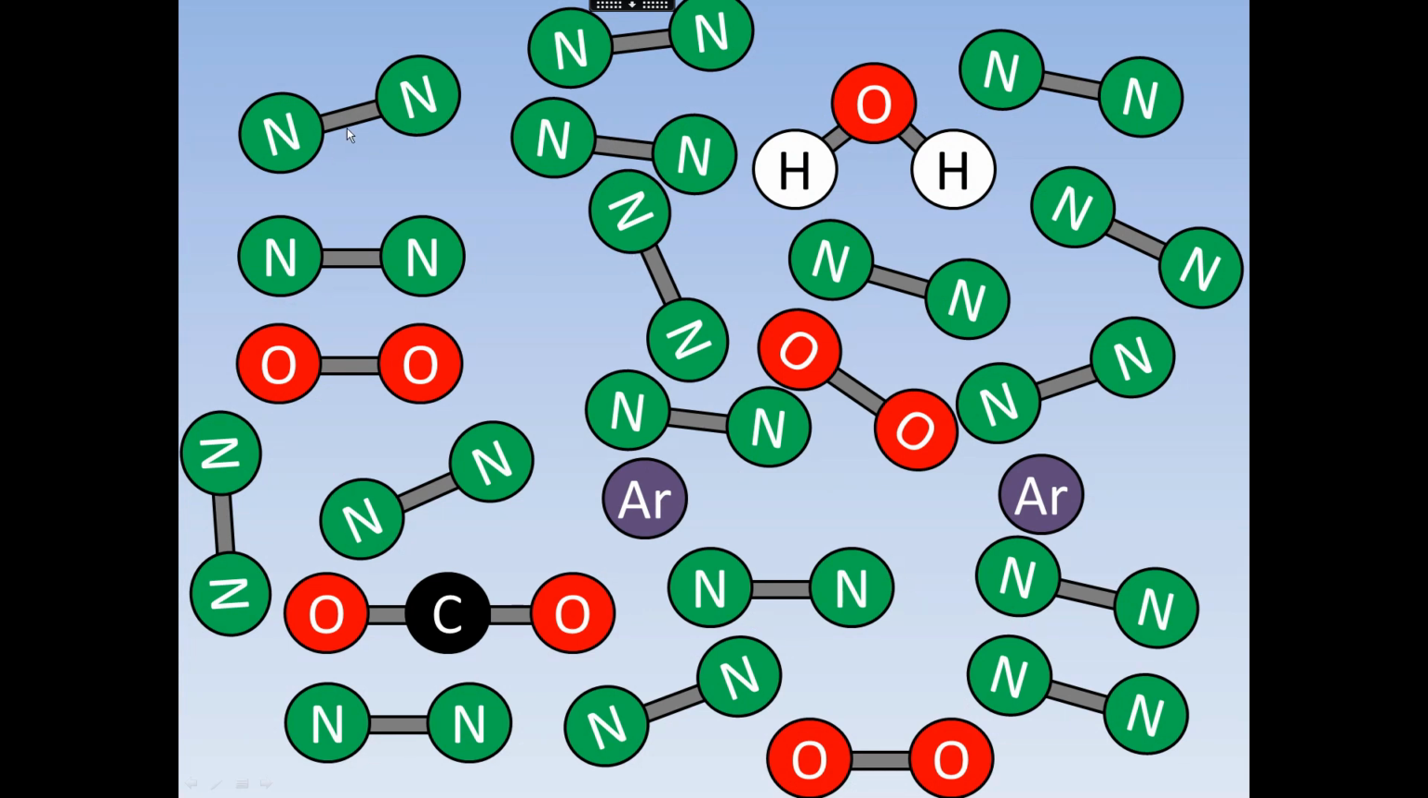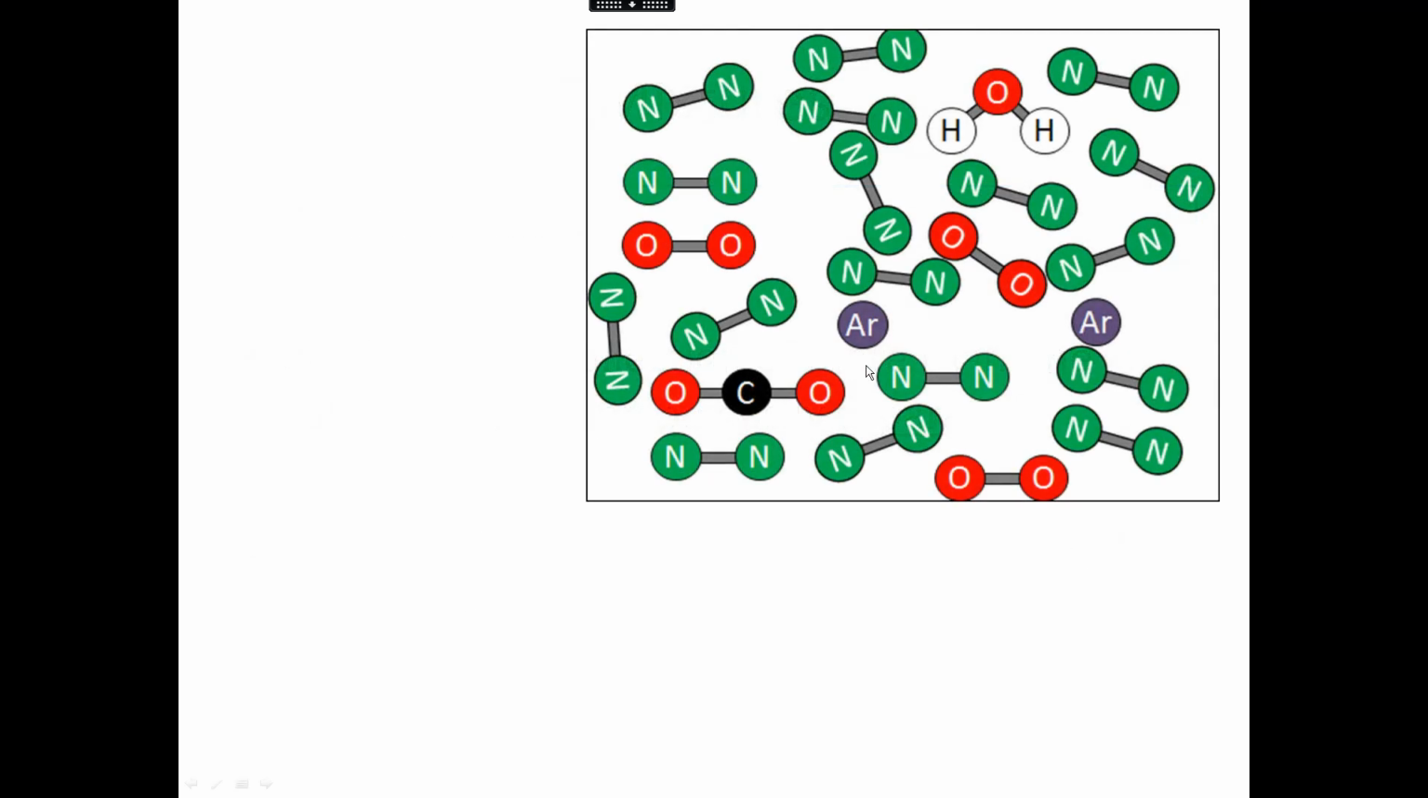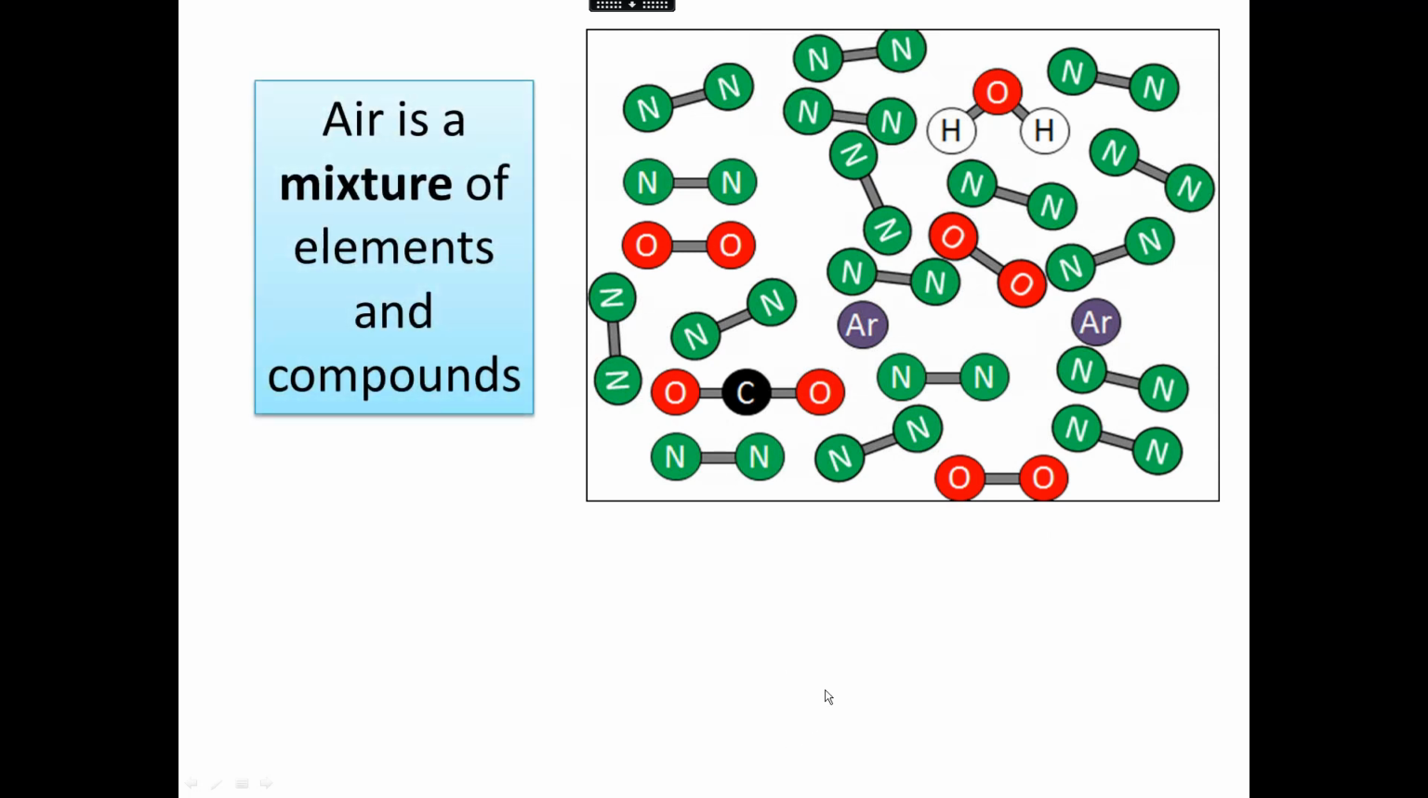Molecules are small groups of atoms bonded together. Some of them are elements, some of them are compounds. The whole thing together is a mixture. A mixture is a collection of more than one substance that can be easily separated. All mixtures can be separated. Right, and each gas in the mixture is an element or a compound.